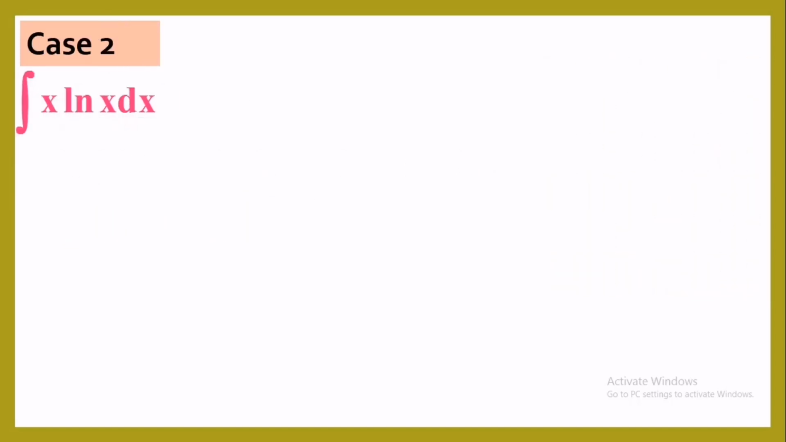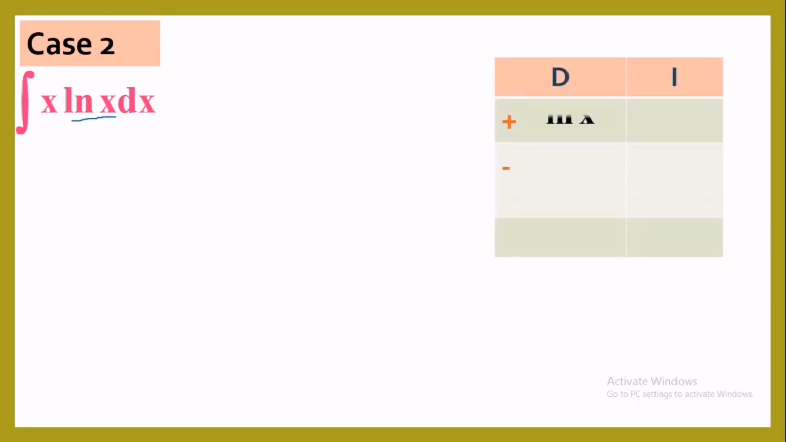Case 2. Integral x ln x dx. In this case, take ln x in the D column and x in the I column. Differentiate ln x, we get 1 over x. Integrate x, we get x squared over 2. Stop here. Multiply ln x by x squared over 2 minus integral x squared over 2 times 1 over x.